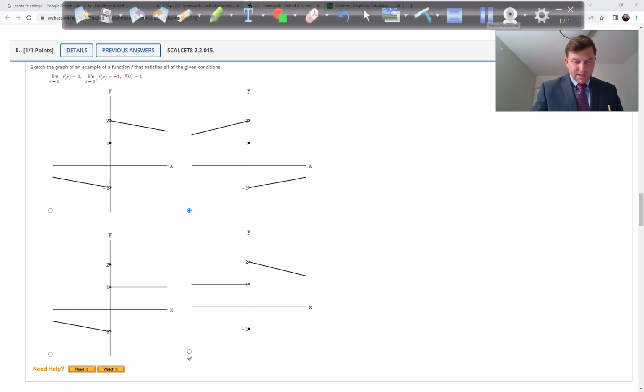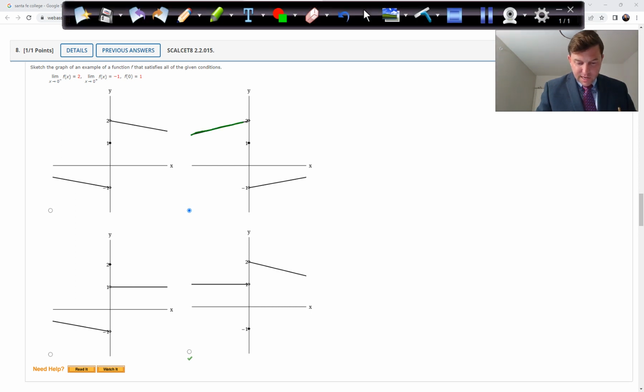Okay, problem 8 is not too bad. It gives us a situation and wants us to pick the right picture. It says, as x approaches 0 from the left, the function approaches 2. So as I approach 0 from the left side, my function is approaching 2. Then it says, as I approach 0 from the right side, the function is approaching minus 1. So as I'm approaching 0 from the right side, my function is approaching minus 1.